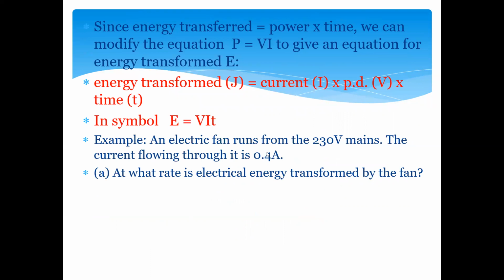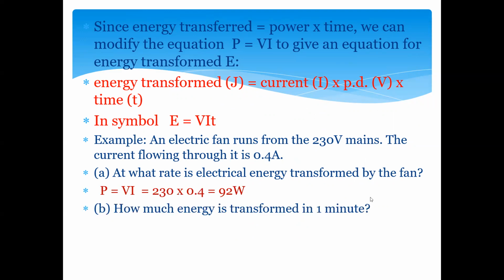So, for example, an electric cell runs with a voltage of 230 and a current of 0.4 ampere flows. At what rate is electrical energy transformed, meaning power? So what is the power here? Power is a product of voltage and current, so it will be 230 times 0.4, that is 92 watts. If we need how much energy is transformed in 1 minute, the time should always be in seconds. Here time is given in minutes, so we convert the time into seconds. So power multiplied by time: power is 92 and the time, 1 minute, is 60 seconds, so it is 5520 joules of energy that will be used up.